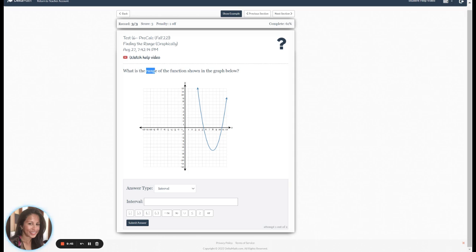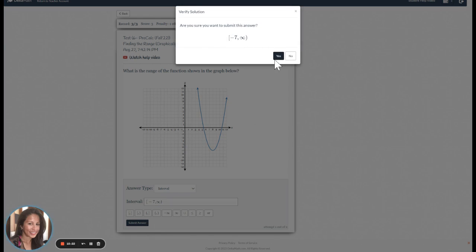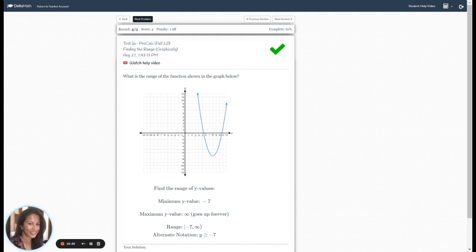Again, range means the lowest y value to the highest y value. The lowest y value is going to be this point right here. The lowest y value that this U-shaped graph, this parabola, is going to have is -7, and that is a point on the graph. So I'm going to put -7, and it's going to go all the way up forever. These two arrows say that they're going up forever, infinitely. So let's go over to this side and put infinity, and there's our answer.